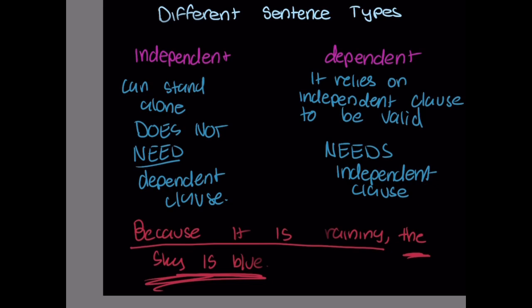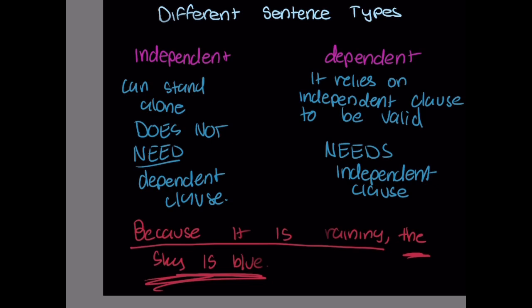Okay, now I hope that you understand that, because we're going to move on to actually differentiating these sentences. So we have a simple sentence. So a simple sentence is just one independent clause.